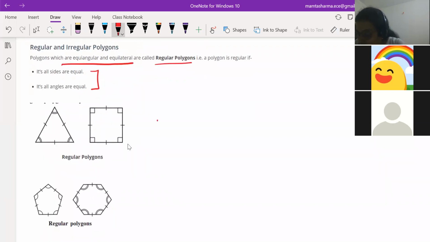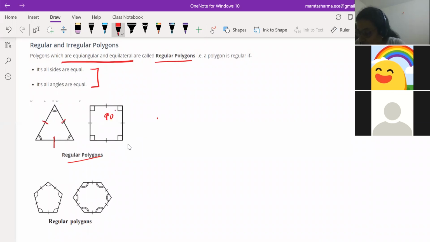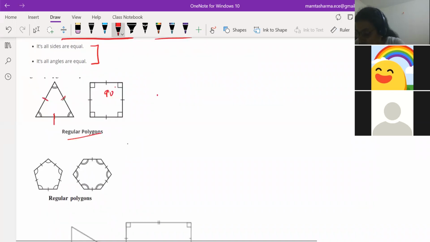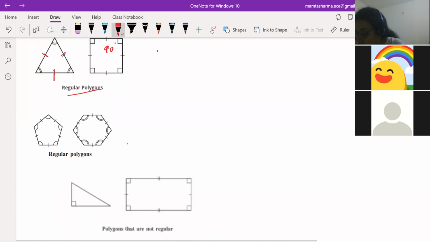A few examples of this: the equilateral triangle. All sides are equal and all angles are also equal. This is a square. We already know in a square all sides are equal and all angles are also equal. What are the angles? 90 degrees. Yes, the angle would be 90 degrees. So these are regular polygons, and this is also a regular polygon.